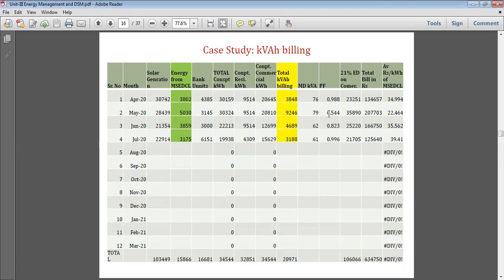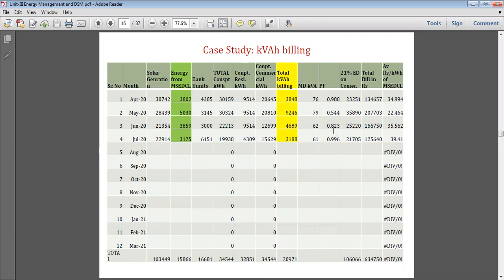Now see here, the power factor has decreased by 0.5. So see, there is a drastic change. The active energy consumed by the consumer is 5030, whereas the billing kVAH is nearly double, it is 9246. Whatever the charges, they are based on kVAH. So you have to maintain the power factor. If you are not maintaining the power factor, the bill will be very high.